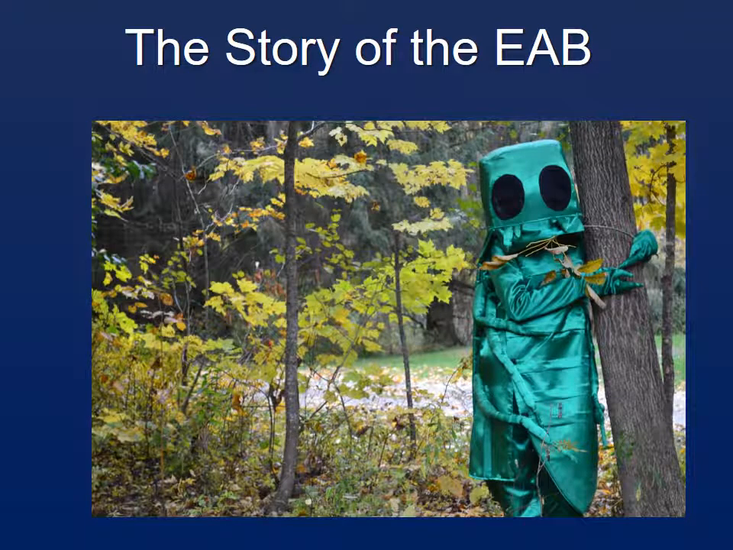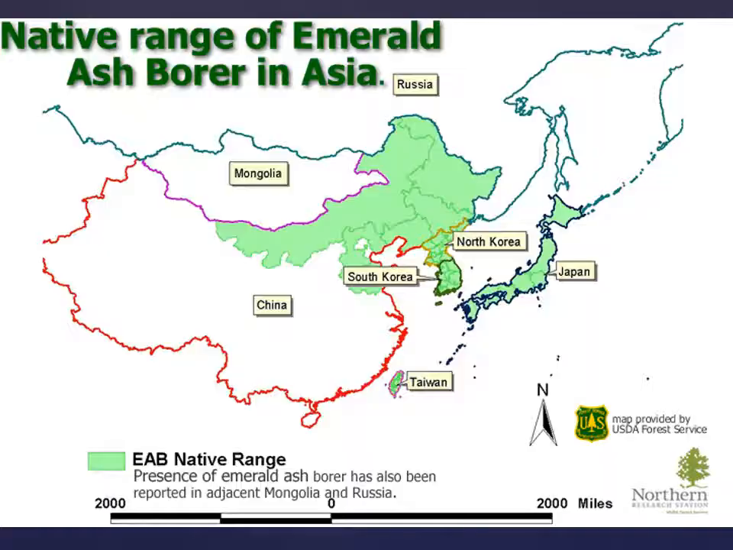Let's take a look at the story of the emerald ash borer, or EAB for short, and learn how we got to where we are today. The emerald ash borer is native to East Asia. Within its native range, this insect co-evolved with local ash trees, which developed tolerance to the beetle, and with local predators, which control the beetle's population levels within its native range.